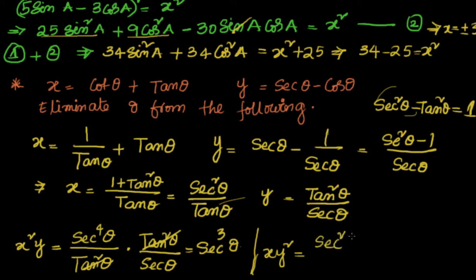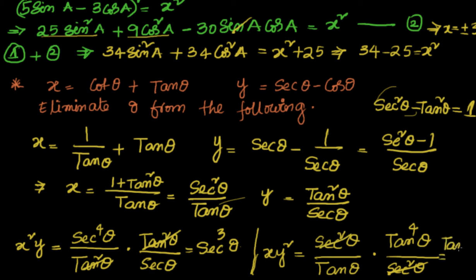That is nothing but secant square theta by tan theta into y square, which is tan to the power of 4 theta by secant square theta. Successfully we are able to cancel this out, and this becomes tan cube theta. This is also fine with me, because if I know tan cube, I can get tan square theta very easily. Okay, right. Now secant cube theta is equal to x square y.